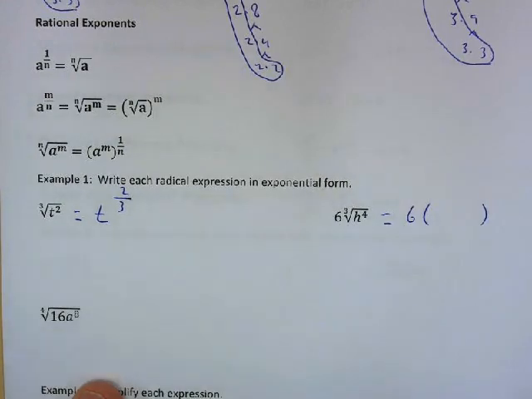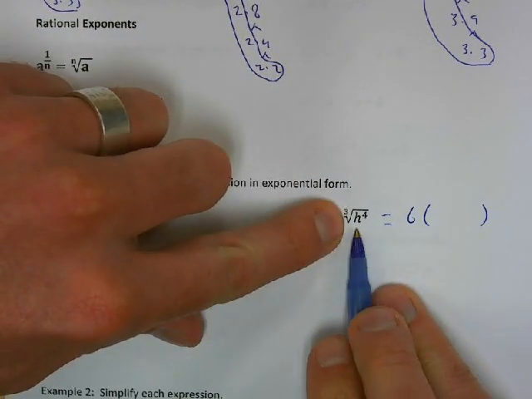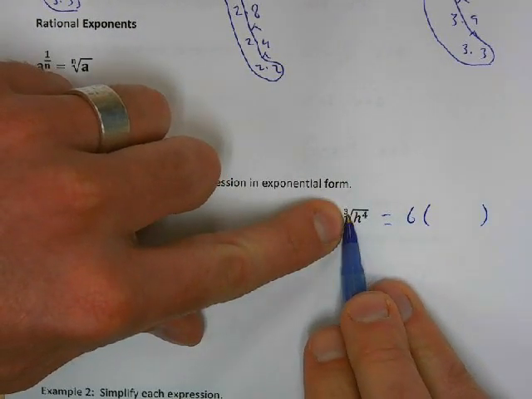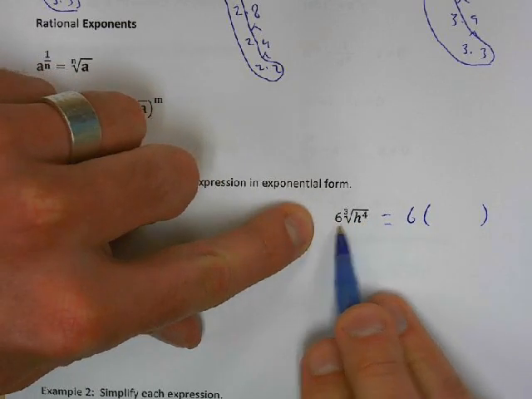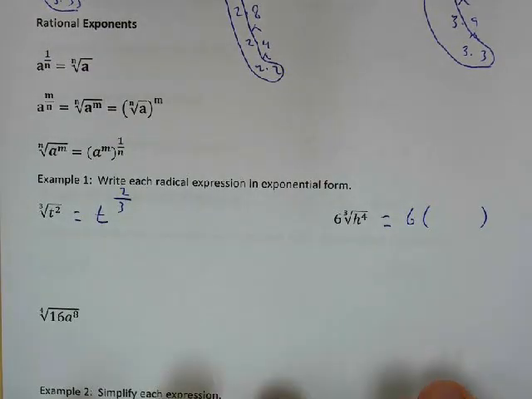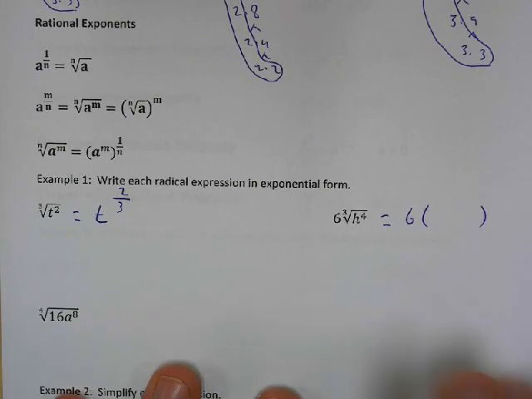Don't worry about the 6. We want to focus on just this part here. How do we rewrite the cube root of h to the 4th? The 6 has nothing to do with this. Okay, it's just on the outside there. We're multiplying by it. So leave that alone.